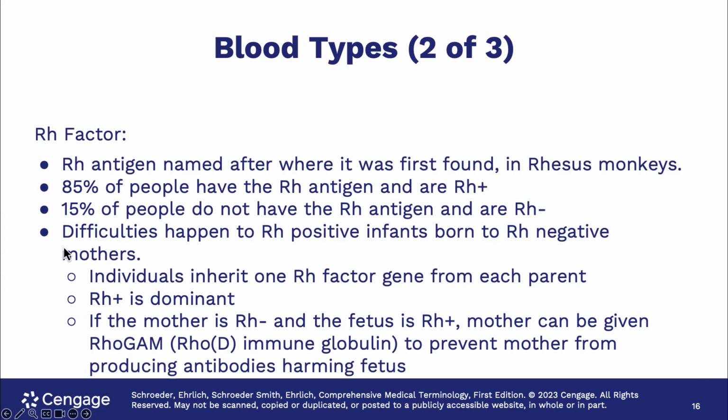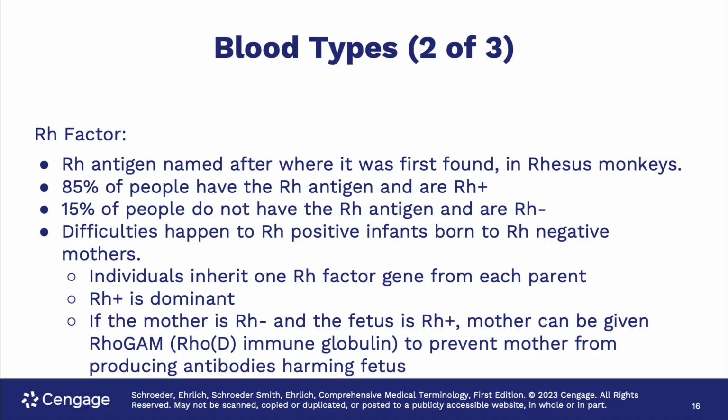Okay? The Rh factor is an antigen that was first found in rhesus monkeys, so that's why it's called the Rh factor. About 85% of us have that antigen and are considered Rh positive. There's 15% of the population that do not have the antigen and are Rh negative. Now, if you're an Rh negative woman and you become pregnant with an infant that's Rh positive, then you can have difficulties because the antibodies in your blood system will attack the fetus unless you're given treatment.